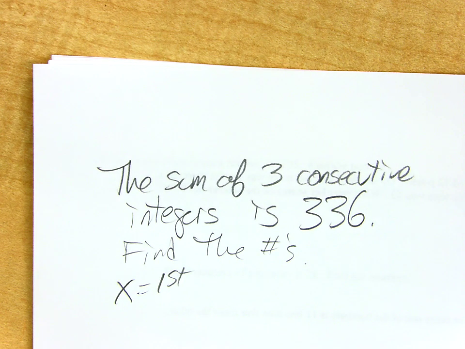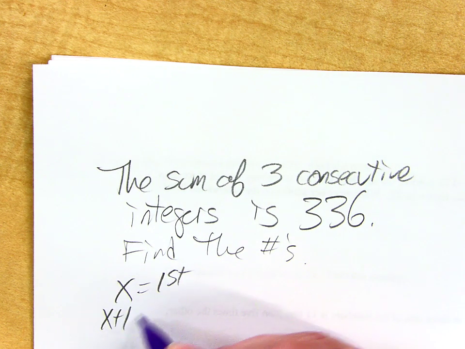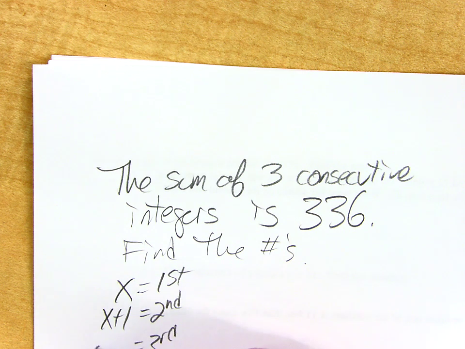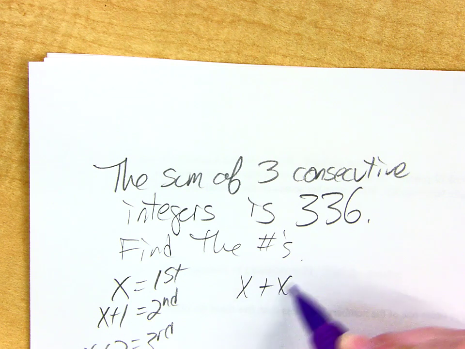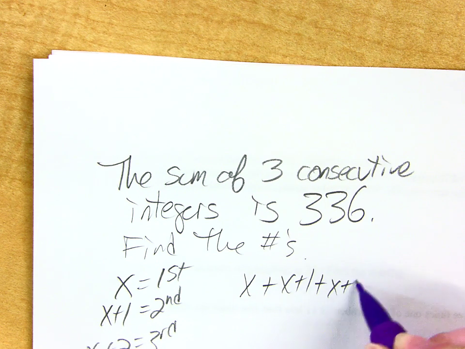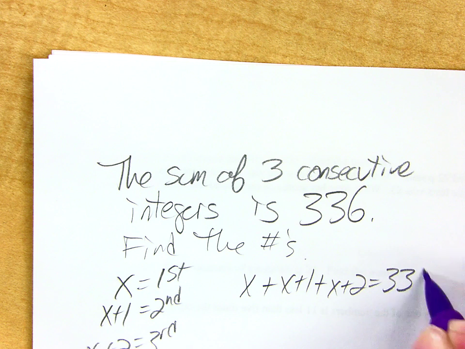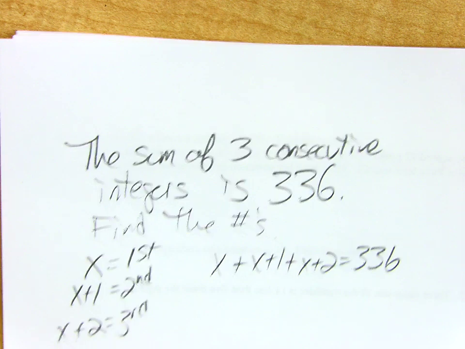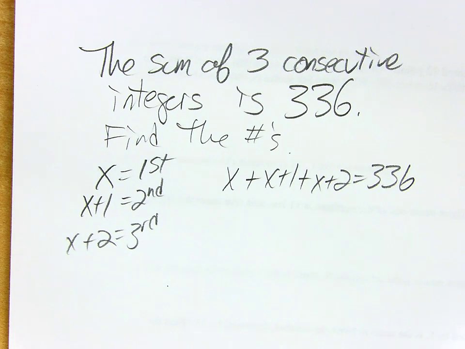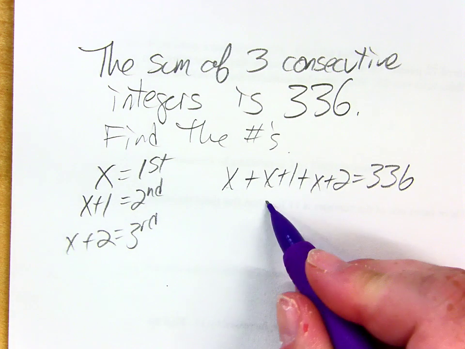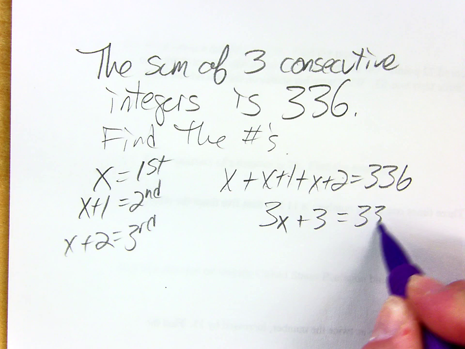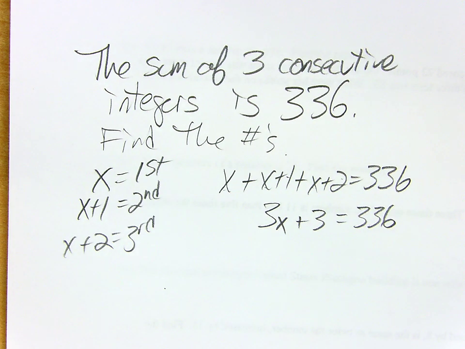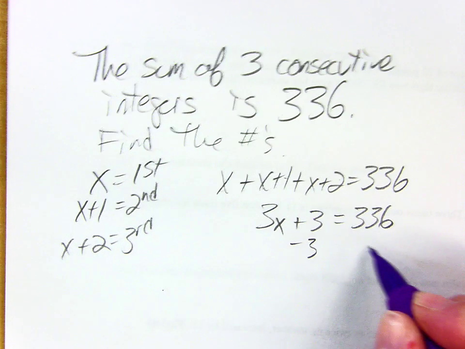So then the next number is going to be, you got it, x plus 1 is my second, and I need 3 altogether. So the third one would be x plus 2. So now I want to add them all together. First number, second number, third number, and all together it gets me that 336. All right, this isn't so bad. And then I have 1, 2, 3 x's plus 3 equals 336. Right? Now I can solve.